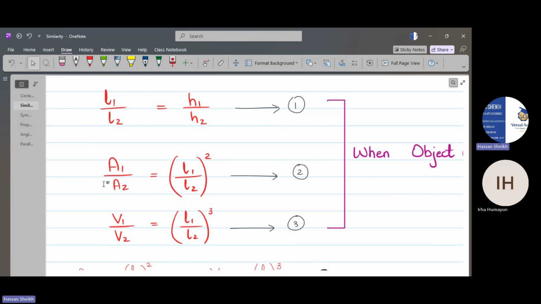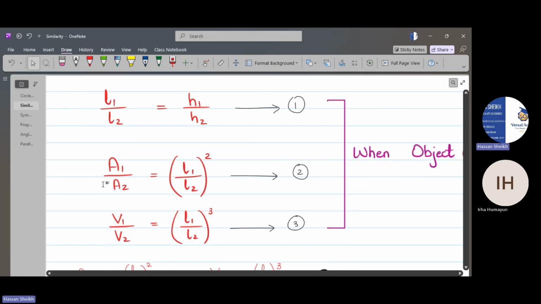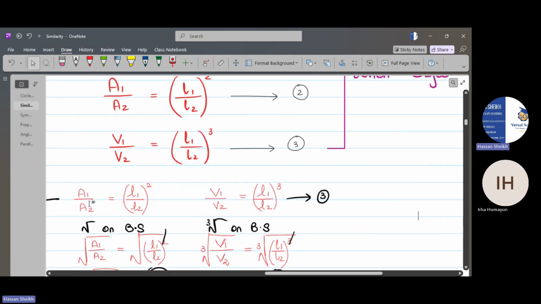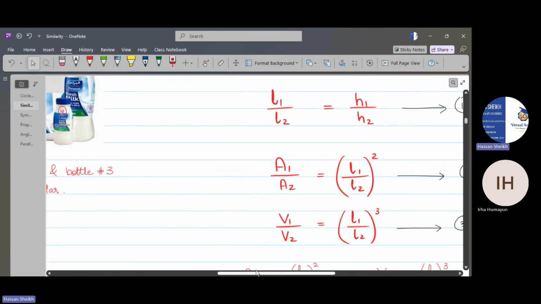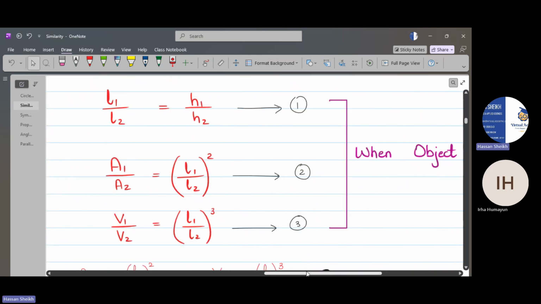And do you understand that the same goes with the volume formula? Why is there a cube? Because volume has three dimensions. Exactly, because volume has three dimensions and cubic units. Okay. Any doubt in understanding these three formulas?